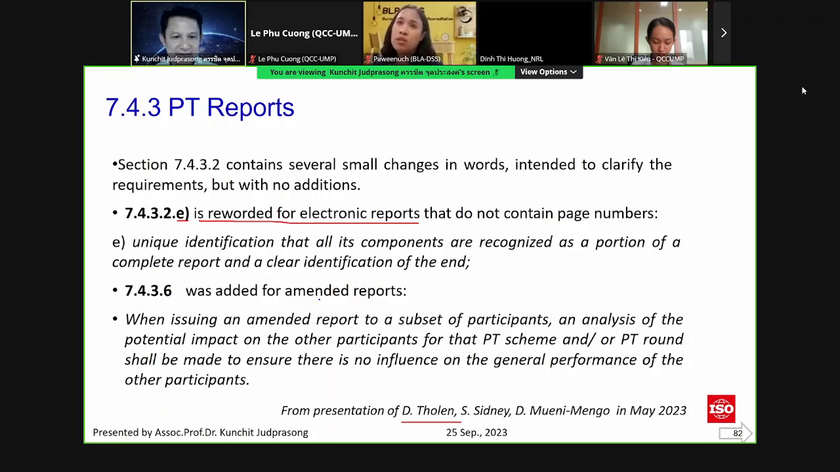7.4.3.6 was added for the amendment report. Okay, the amendment: when issuing an amendment report to a subset of participants, an analysis of the potential impact on the other participants for that PT scheme and all PT rounds shall be made, to ensure that there is no influence on the general performance of other participants.